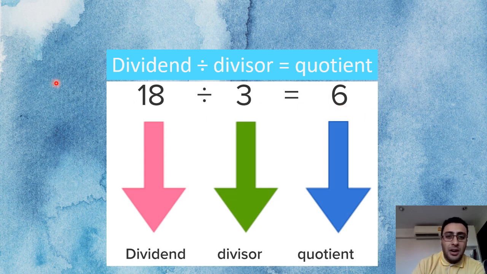Which number is our dividend? 18. Which number is our divisor? 3. Which number is our quotient? 6. Very good. Okay, try to remember them. Dividend, divisor, quotient. Dividend, divisor, quotient. Okay? Try to make a song in your head and remember them.